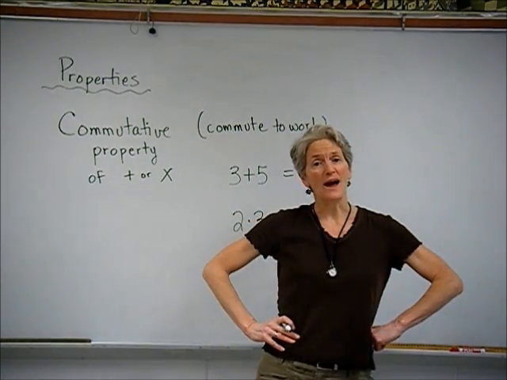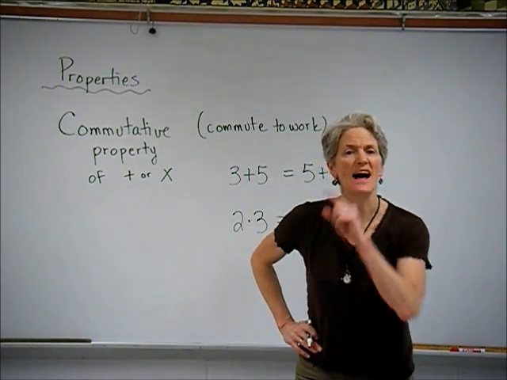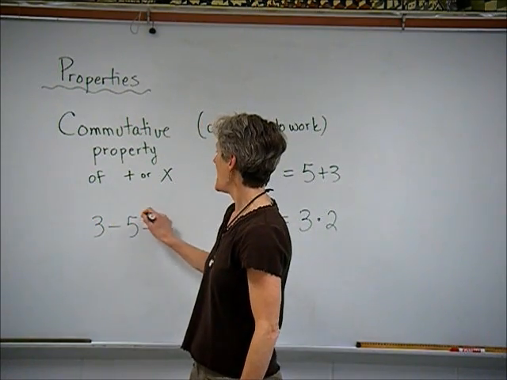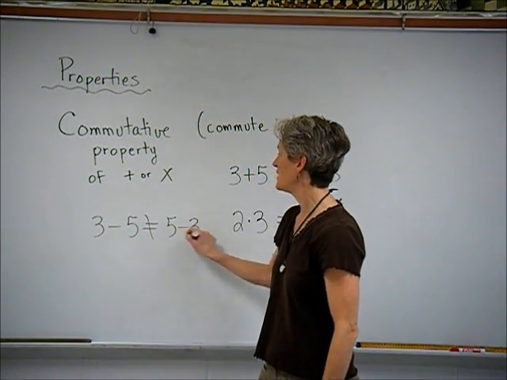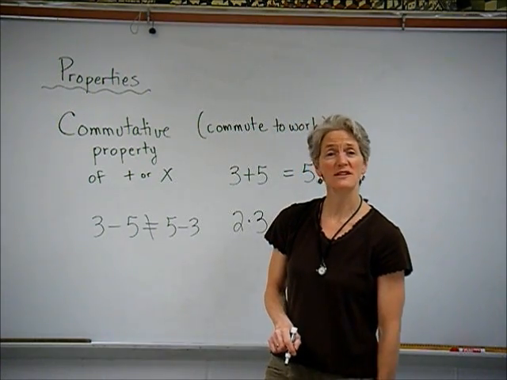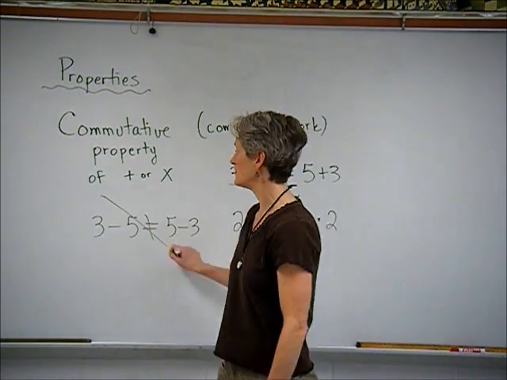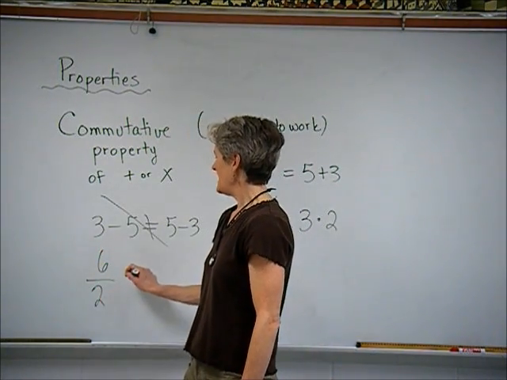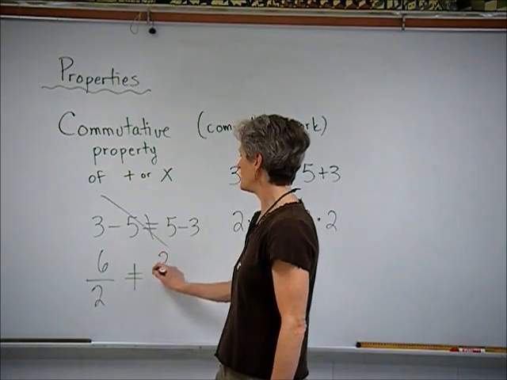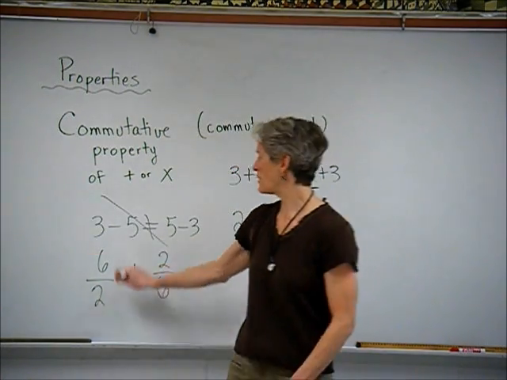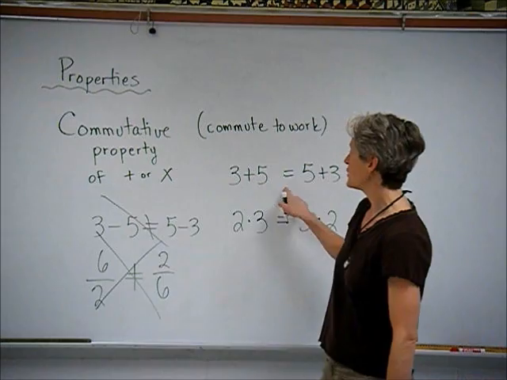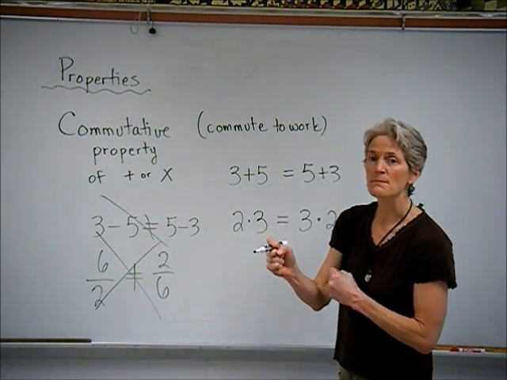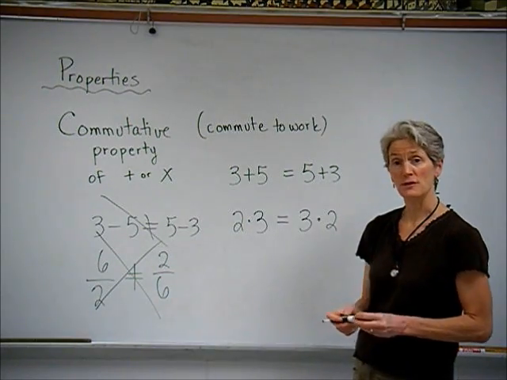You'll notice that subtraction is missing because subtraction is not commutative. In other words, 3 minus 5 does not equal 5 minus 3. That's why there's no commutative property of subtraction. Same thing with division. 6 divided by 2 is not equal to 2 divided by 6. So there's no commutative property for division. But it does work for addition and for multiplication. Commutative, you're moving things around.